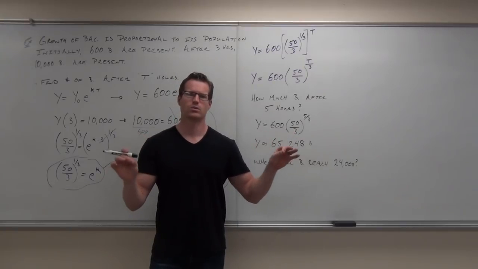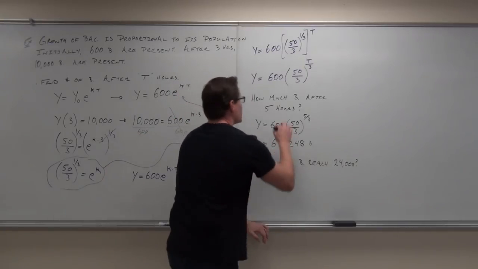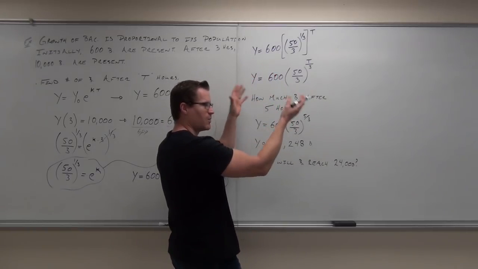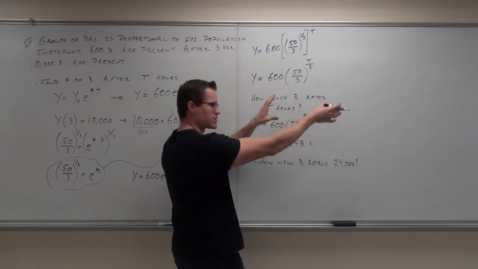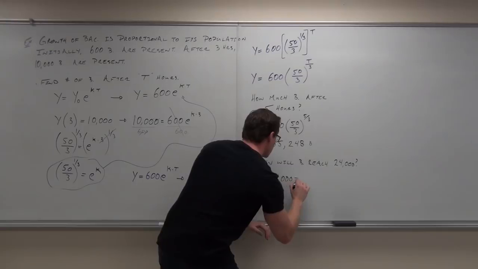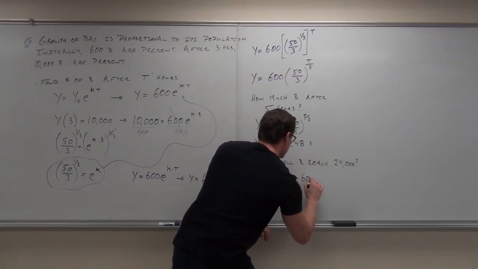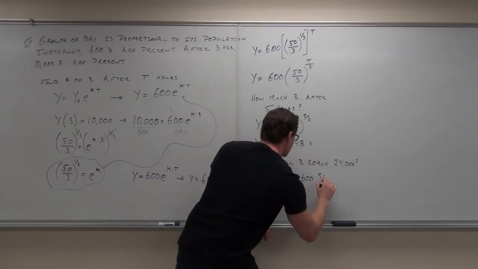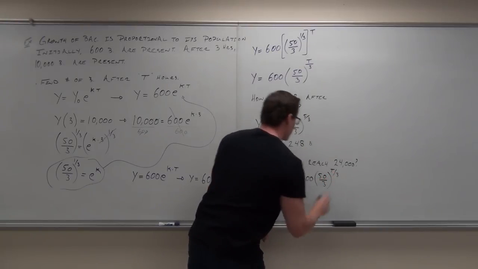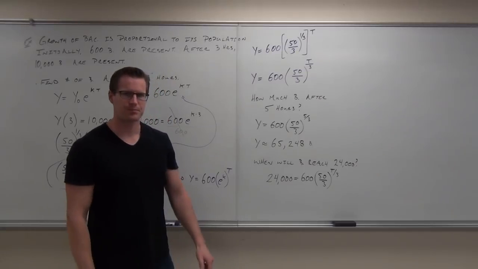Where would the 24,000 go? Why? So from our model here, this is what we can use in either situation. We'll ask two questions. How much is it going to be after a certain time, or when is it going to be a certain amount. So 24,000 equals 600, oh, I give you nice numbers, 50 over 3 to the t over 3. My goodness, how in the world would you solve that?